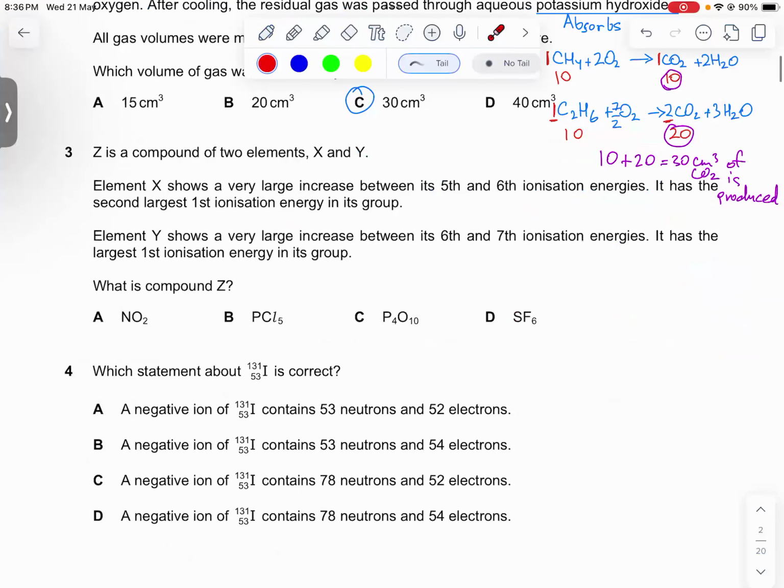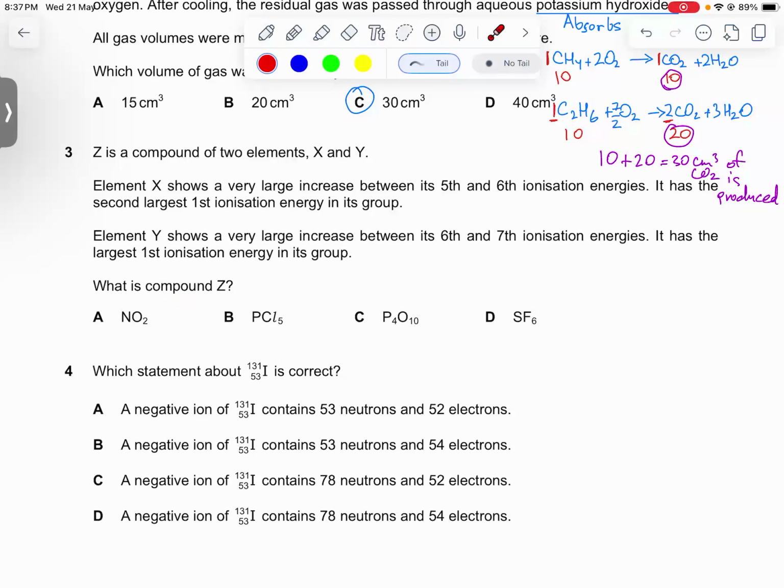Next question. Z is a compound of two elements X and Y. Element X shows a very large increase between its fifth and sixth ionization energies. It has the second largest first ionization energy in its group. Element Y shows a very large increase between its sixth and seventh ionization energy. It has the largest first ionization energy in its group. What is the compound Z?